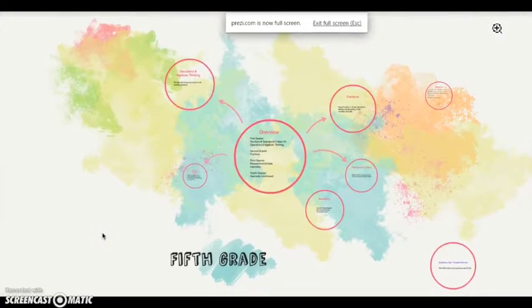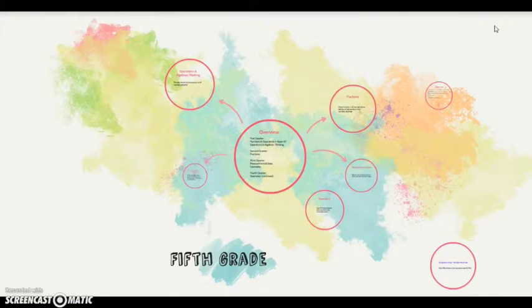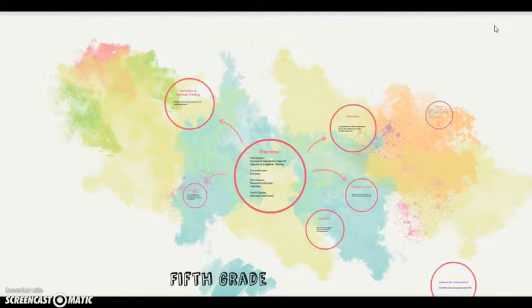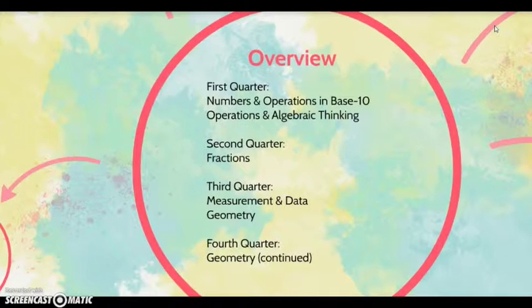I'd like to give you a brief overview of the 5th grade. The school year consists of 4 quarters. The first has numbers and operations in base 10 and operations in algebraic thinking. The second quarter focuses entirely on fractions. The third quarter deals with measurement and data and geometry, while the fourth quarter concludes geometry.